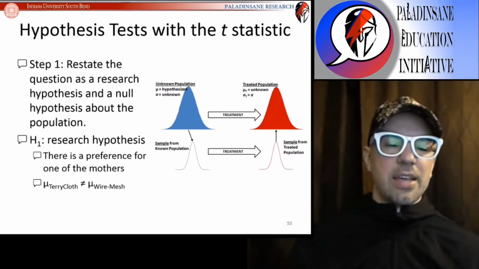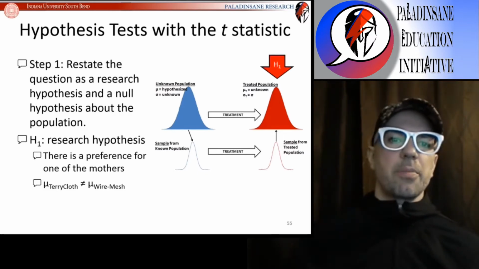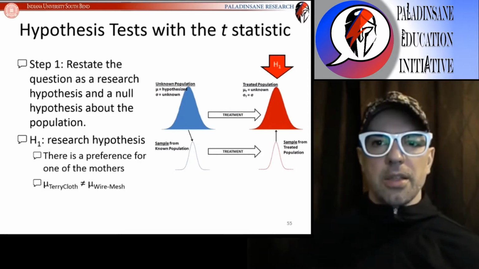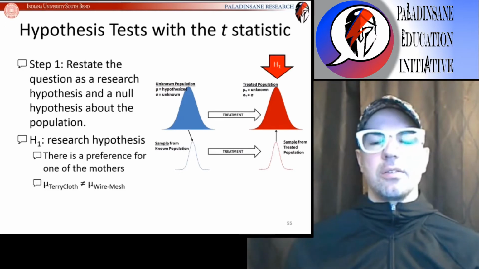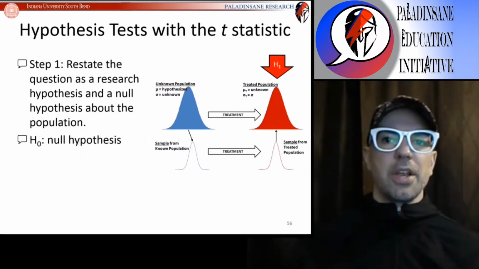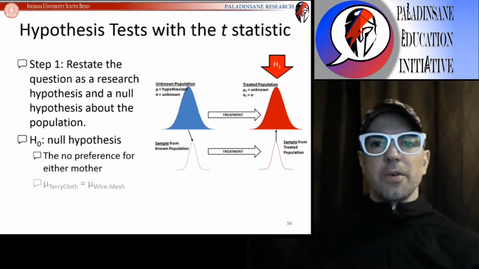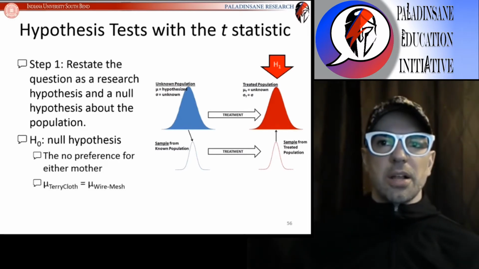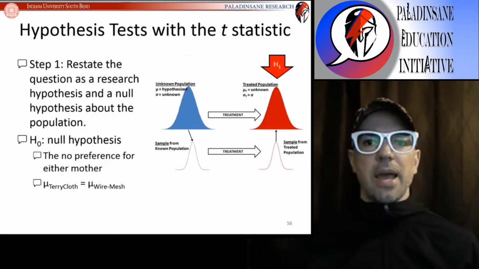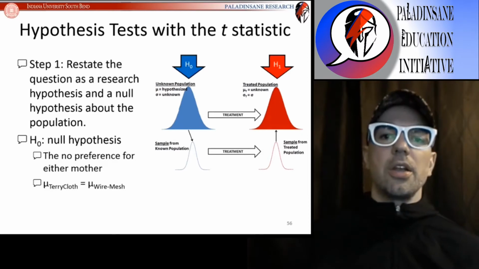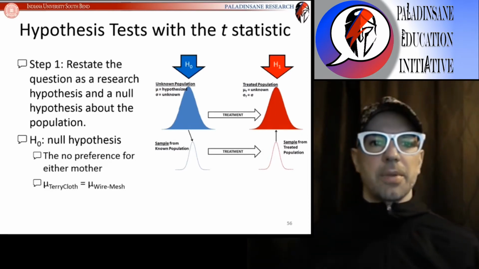And if that's the case, then our monkeys belong to this treated population where they prefer one mother more than the other. On the other hand, if there is no preference for the mothers, if the null hypothesis is true and there is no preference for the mothers, then the mean time spent with the terry cloth mother is going to equal the mean time spent with the wire mesh mother. And that means that our monkeys belong to the unknown population, to that hypothesized untreated population.